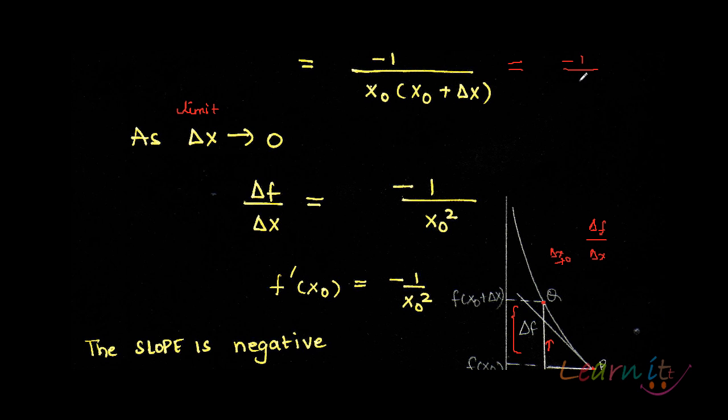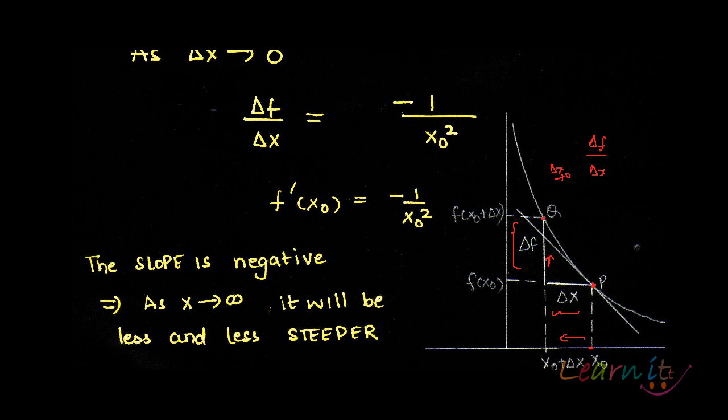Change in f upon change in x will turn into minus 1 upon x squared. Where do I get it from? I get it from here: x naught squared plus x naught into change in x. If change in x goes to 0, this goes to 0, and what remains is essentially x naught squared. So minus 1 upon x naught squared is what I get. My slope f dash x naught is negative. So what does that imply?